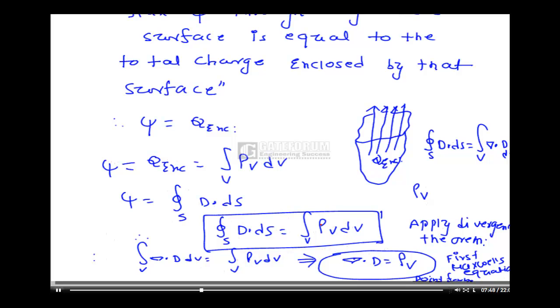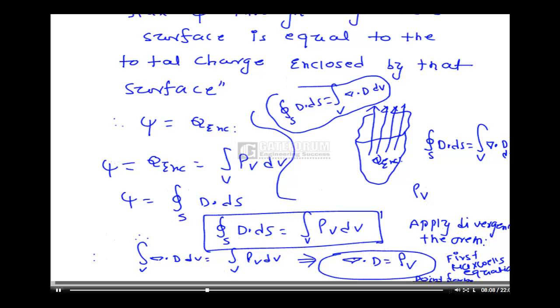Suppose this one. Now after this we can write integration over S of D dot dS is equal to integration over V of rho v dv, where rho v is nothing but del dot D. Of course, this is based on the divergence theorem only. This is the integral form of Maxwell's equation.